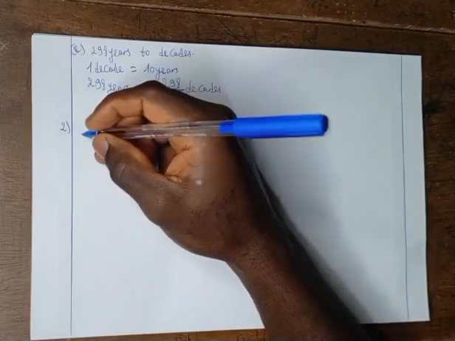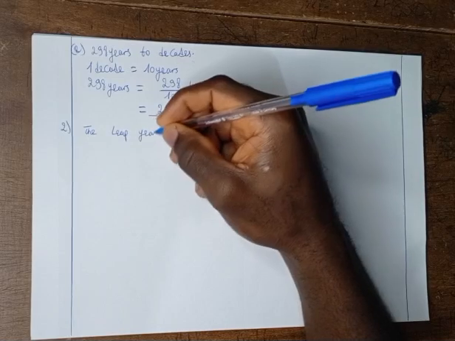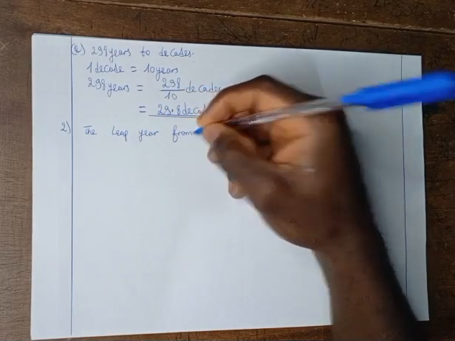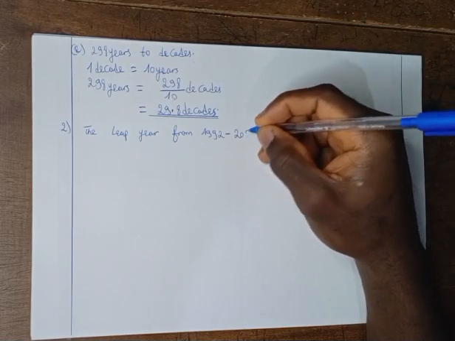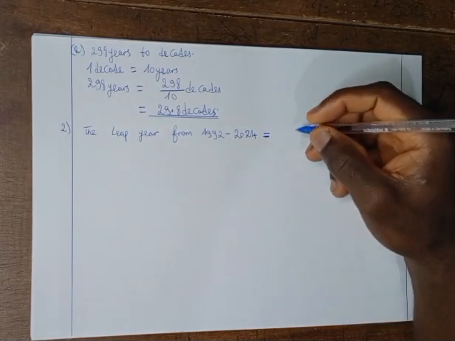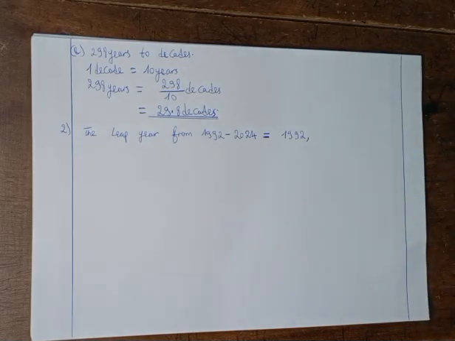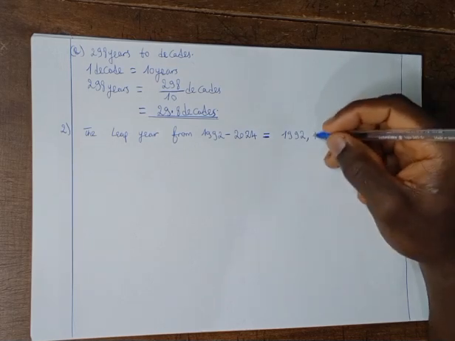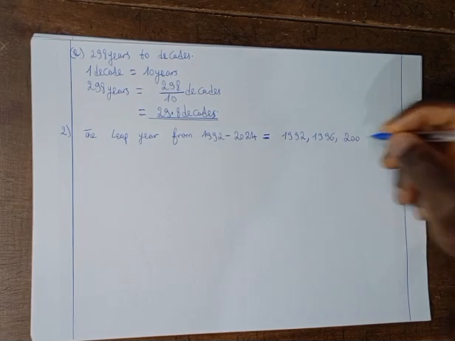Let's write down the leap years from 1992 to 2024. The first one will be 1992. For us to get the next leap year, we are simply going to add 4 to 1992. So 1992 plus 4 gives us 1996. The next will be 1996 plus 4, it gives us 2000.